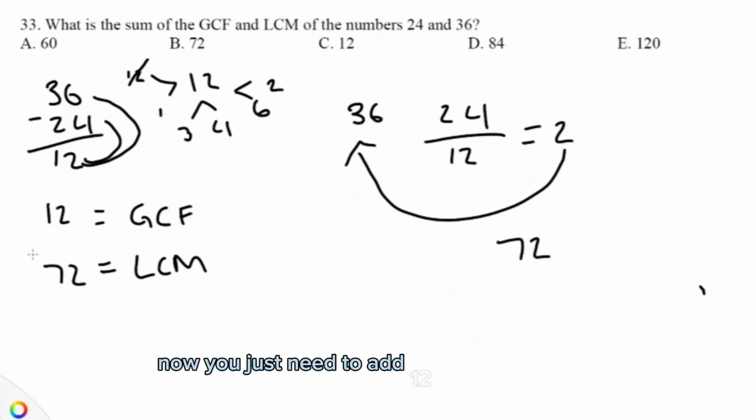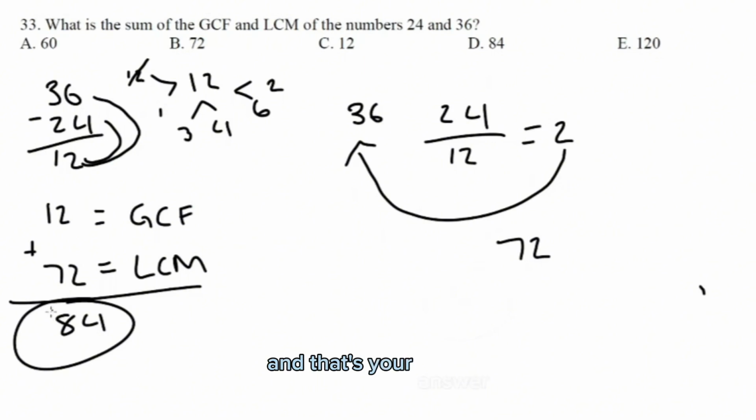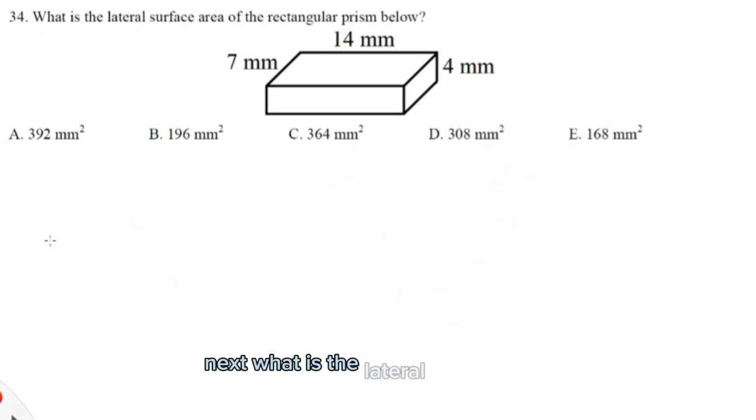Now you just need to add 12 and 72 to get 84. And that's your answer. Next, what is the lateral surface area of the rectangular prism below?